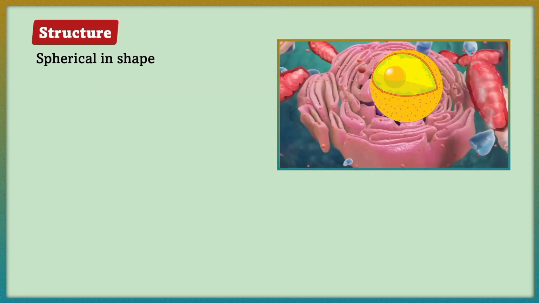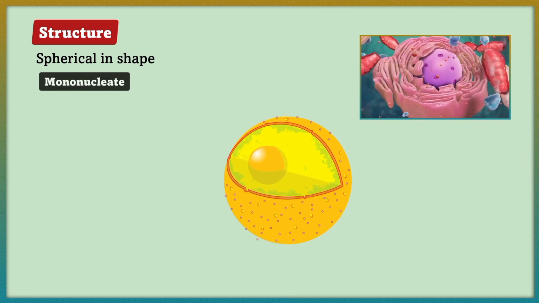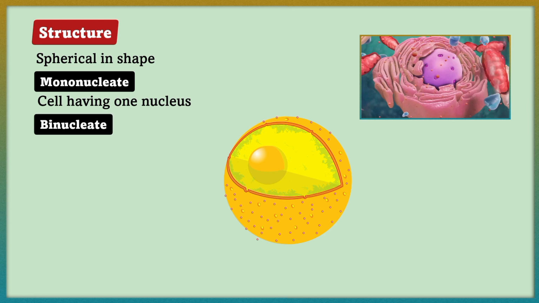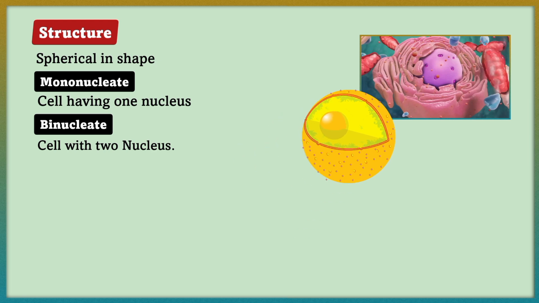Nucleus may be irregular or spherical in shape. Generally, the cells have one nucleus and are called mononucleate. On the other hand, the cells with two nuclei are binucleate and with more than two is multinucleate. Nucleus is only visible when the cell is in the non-dividing stage.